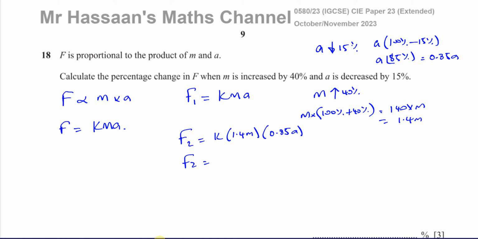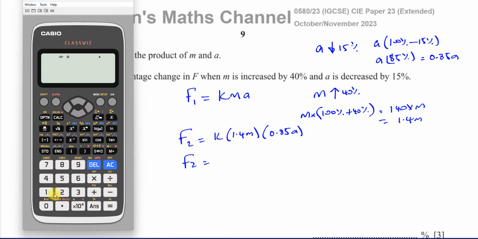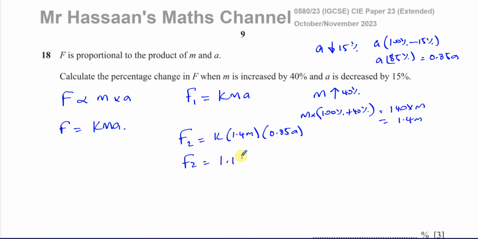I multiply 1.4, sorry, by 0.85. That gives me 1.19 KMA. So you can see that the value of F went from F1 to F2. It went from KMA to 1.19 KMA, and that's an increase of 19%.